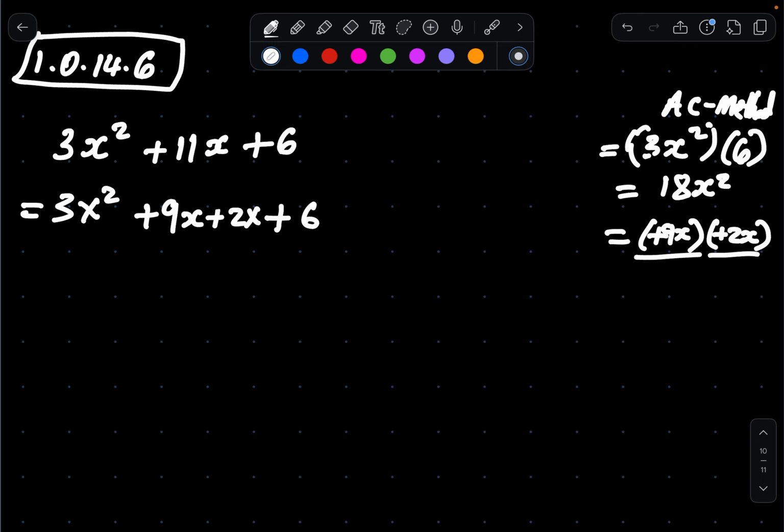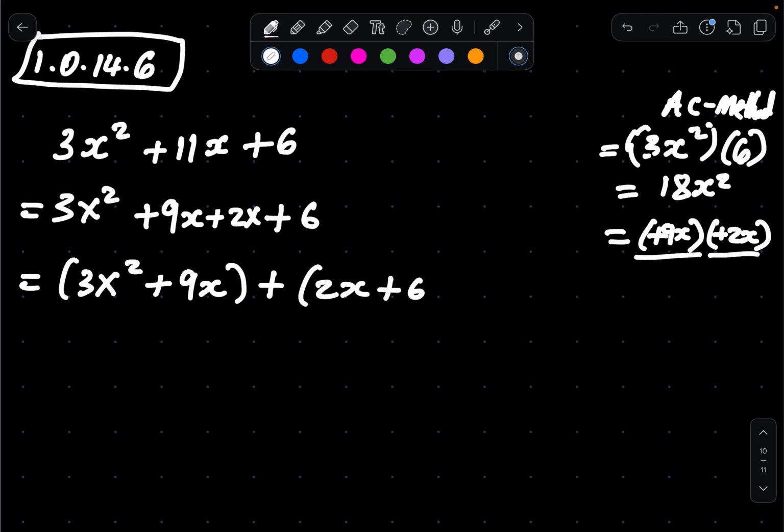Perfect. And then now we need to group the terms. The first two go together, and we have a plus, and then the last two go together. And make it a norm to always check. When you multiply these two signs, you must get that sign. So positive and positive gives you that positive. So you know that you are sorted.